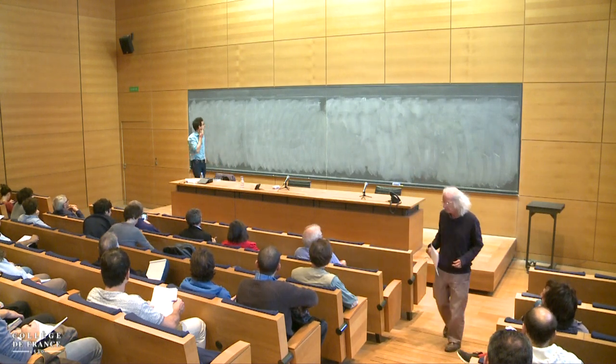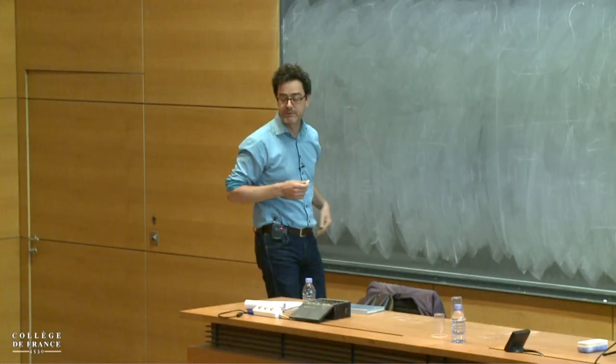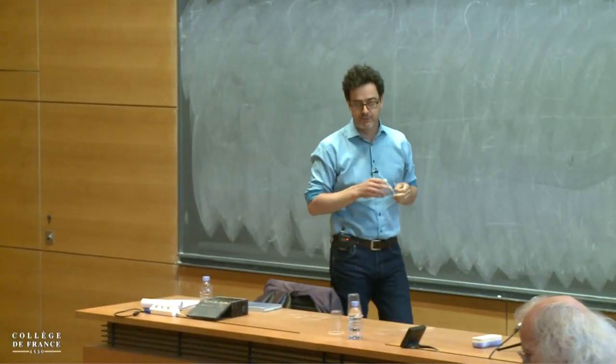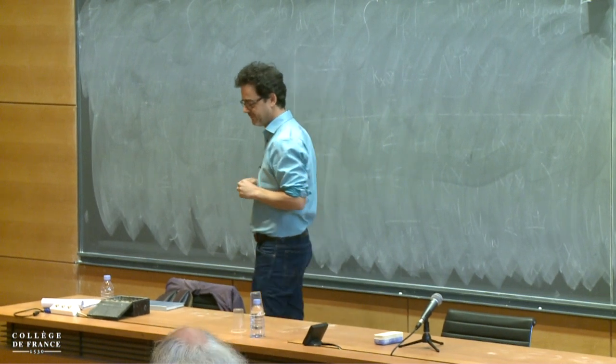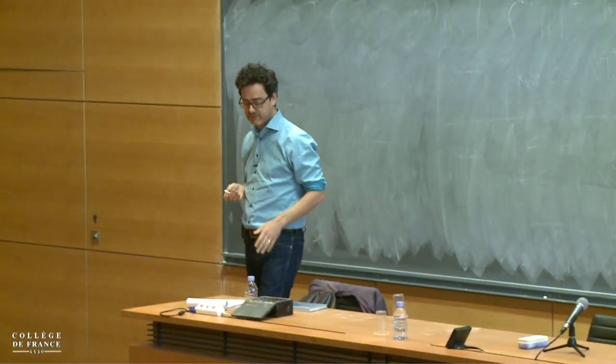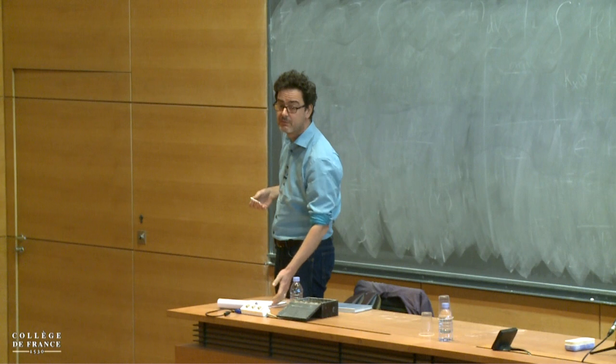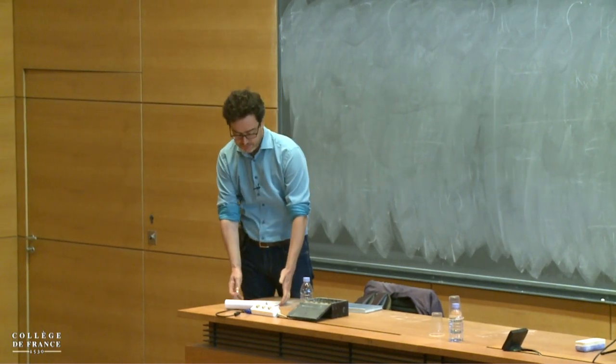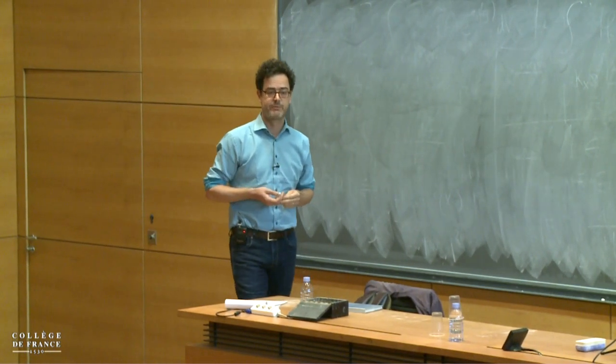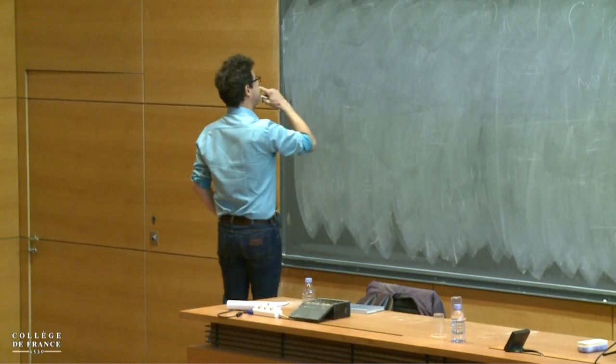So I want to start with a simple argument which I think illustrates the difference between birational transformations and regular automorphisms when you want to study the structure of groups of birational transformations. So let's start with the following example.